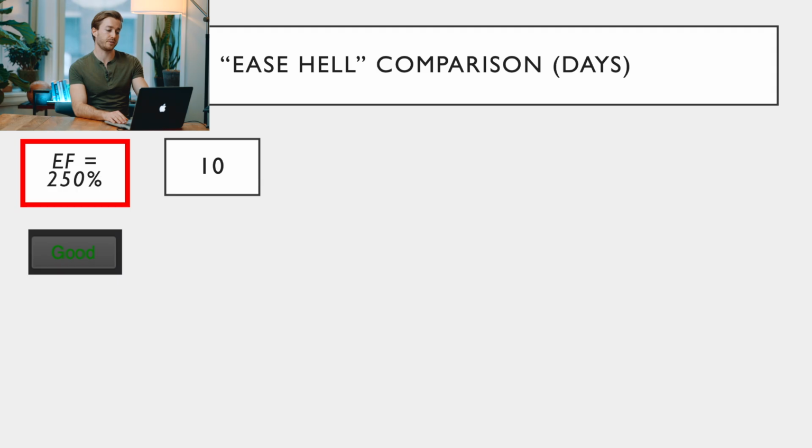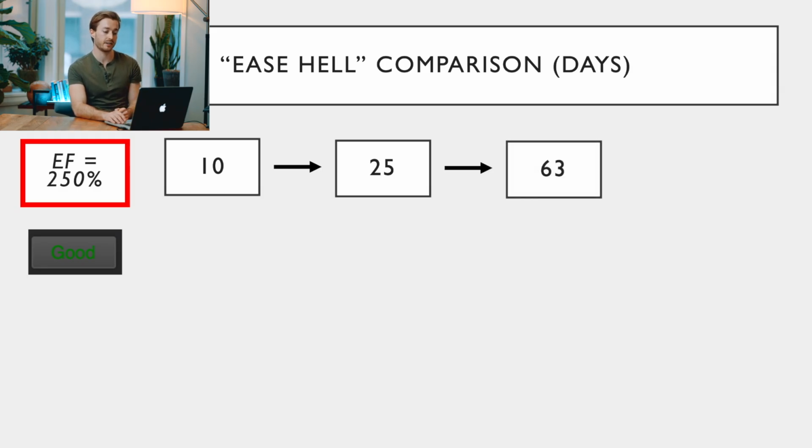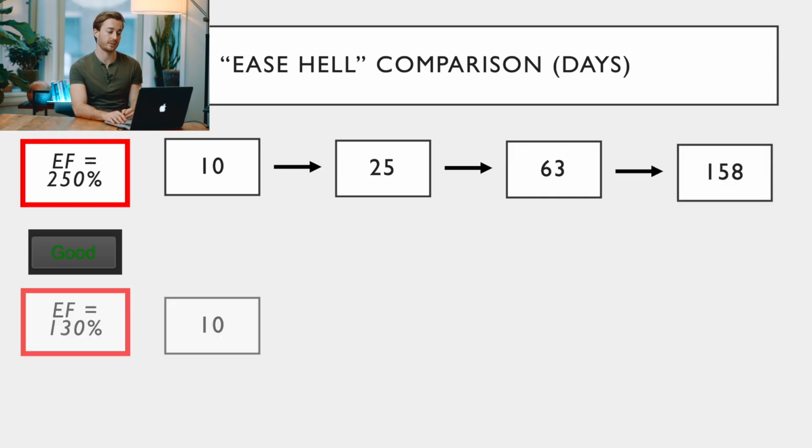And why is this kind of important to know? Well, let's look at a comparison here. Normally, we have an ease factor of 250%. Let's have a starting card start at a 10-day interval. We hit good on a card with an ease factor of 250%. That card will be seen again 25 days later. Then we hit good again, 63 days after that. We hit good again, 158 days after that.